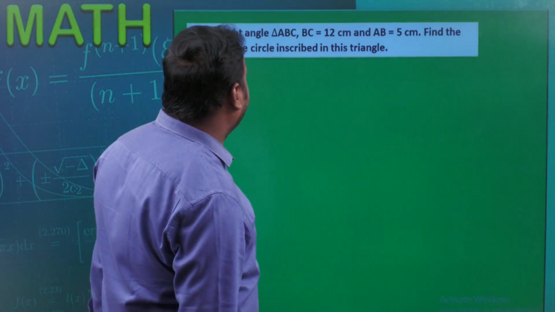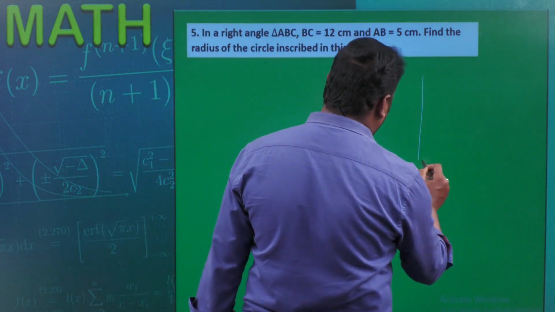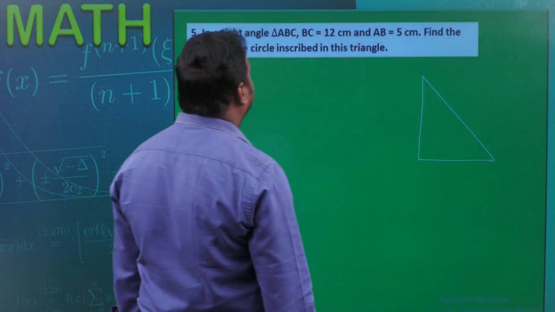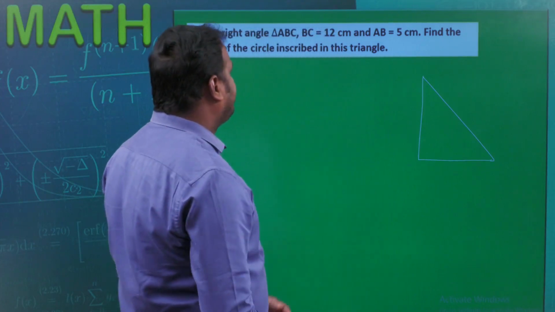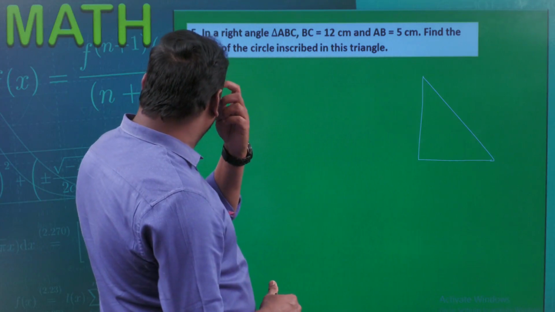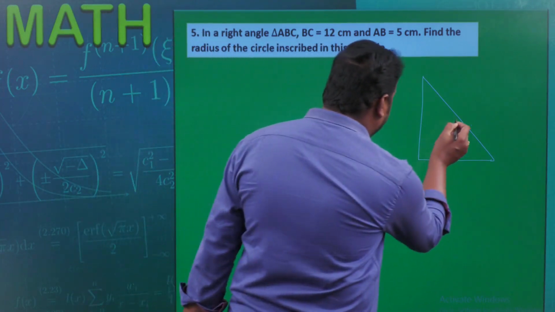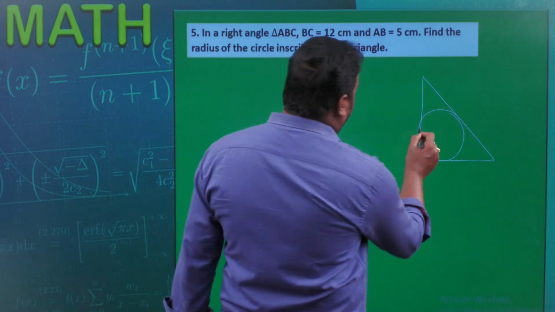Here in a right angle triangle ABC. So let me draw one right angle triangle ABC. BC is equal to 12, AB is equal to 5, and find the radius of the circle inscribed in the triangle. Find the radius of the circle inscribed in the triangle means this is one circle inscribed in a triangle.